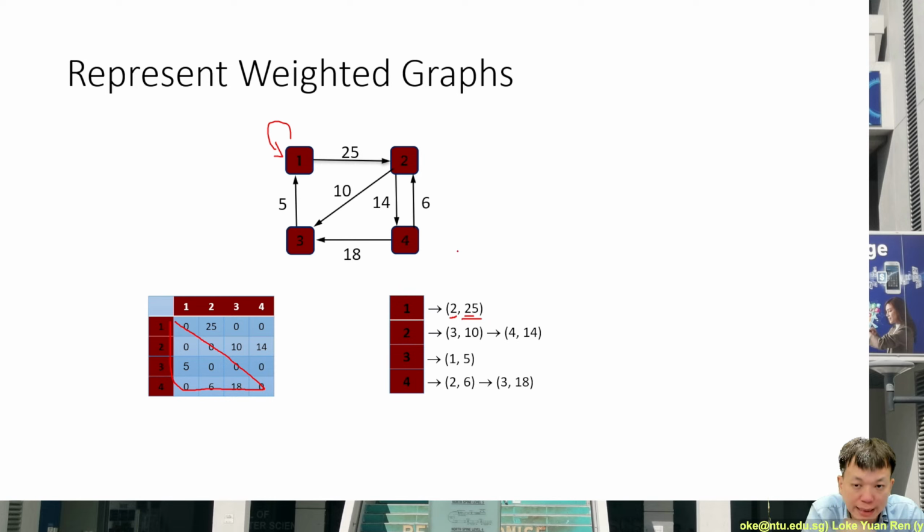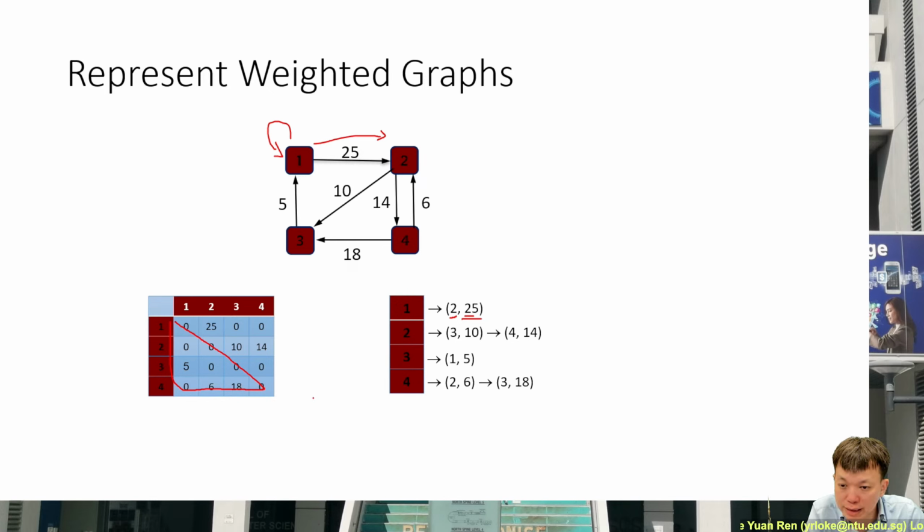Then if it's in the adjacency list, it will indicate, for example, from vertex 1, you can only go to vertex 2. So the adjacent node is 2. Then the weight is 25, and so on and so forth. So in total I have 1, 2, 3, 4, 5, 6 edges. I have 6 nodes in this linked list in total.